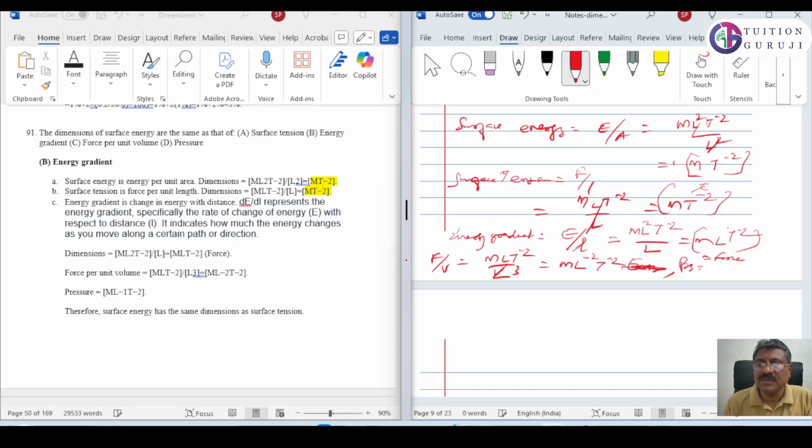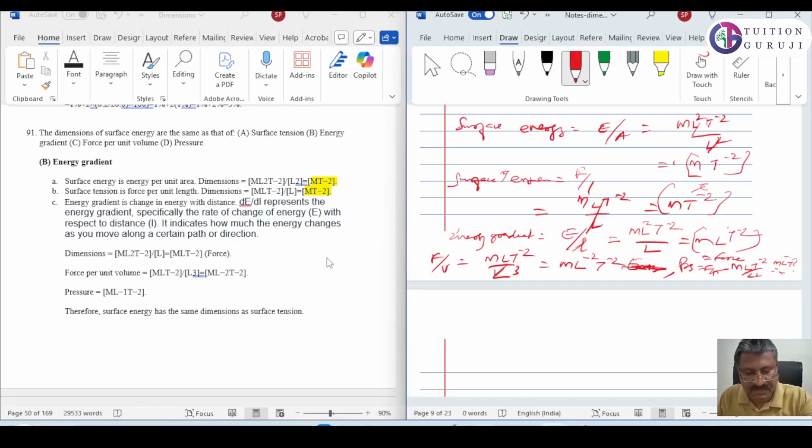Now pressure. Pressure is equal to force by area, which is equal to M L T raised to minus 2 by L square, which is equal to M L raised to minus 1 T raised to minus 2. So that's also different. So what we are getting is that the dimension of surface tension is the same as surface energy.